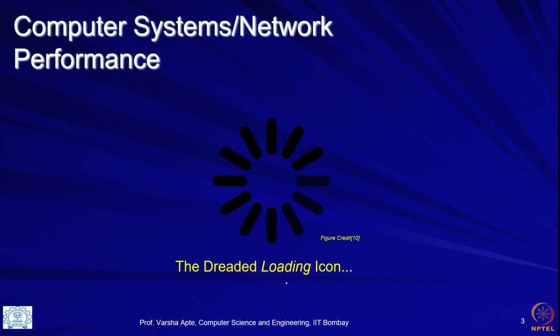So the name of the course is Computer Systems Network Performance. So what exactly do we mean by that? I am sure everybody has seen this dreaded loading icon when you are trying to see some movie on Netflix, or even a lecture, let us say. Sometimes you will see this loading icon, or if you visit a website you will see some icon which is showing you that the website is still loading.